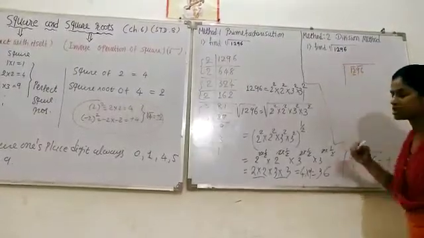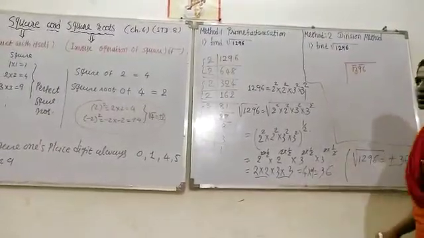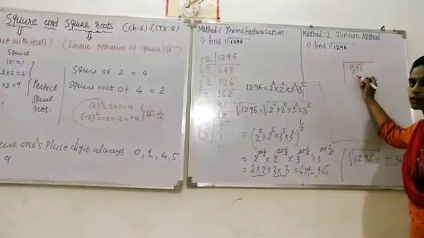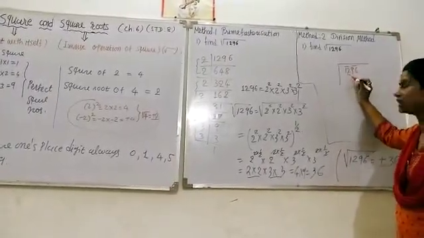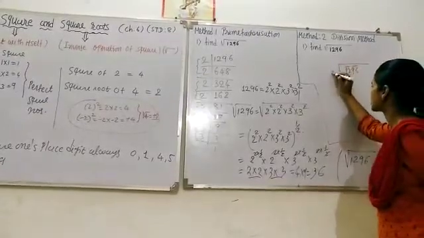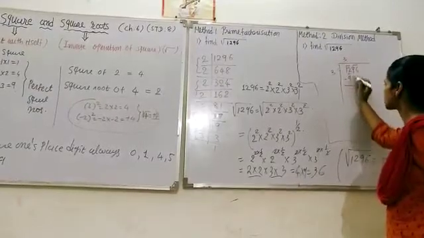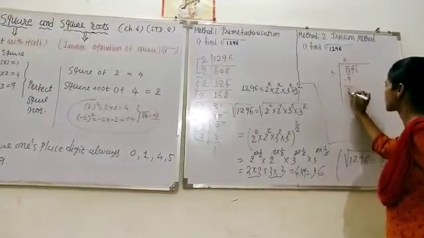12 is very near to which number's perfect square? 2 2s are 4, 3 3s are 9, 4 4s are 16. 16 is more than 12, so the perfect square is 9. So 3 3s are 9. Now take the subtraction of these two. So 12 minus 9 is 3.